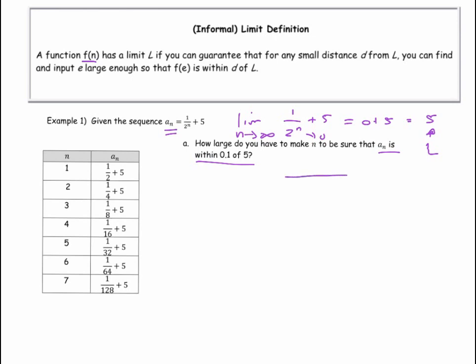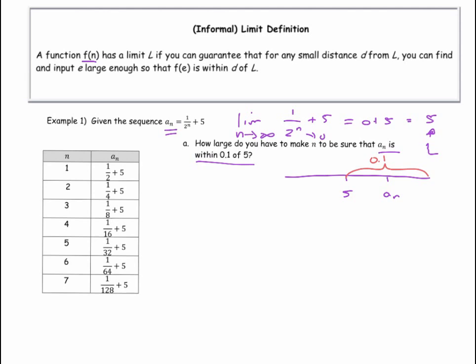So I'm just going to draw a number line here and put 5 on it. You'll probably notice that any time you plug in a number for n, it's always going to be a little bigger than 5, right? So a sub n is always going to be to the right of 5. Now for it to be within 0.1 of 5, let's say this distance here is 0.1. We basically need a sub n to be closer to 5 than 5 plus 0.1 is, right?